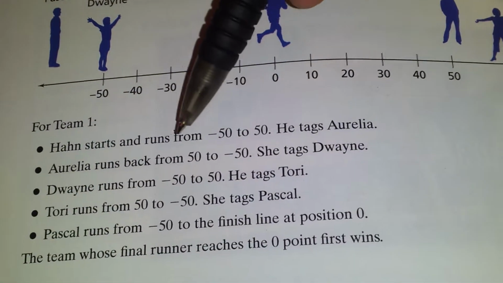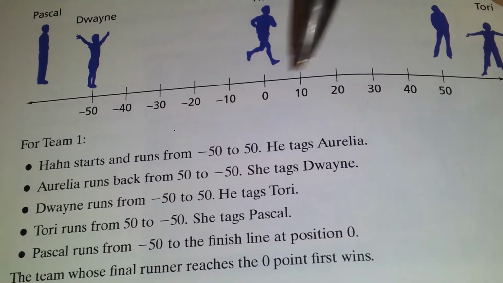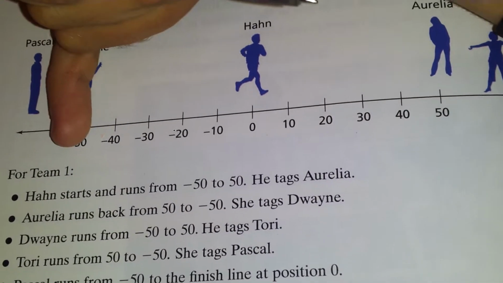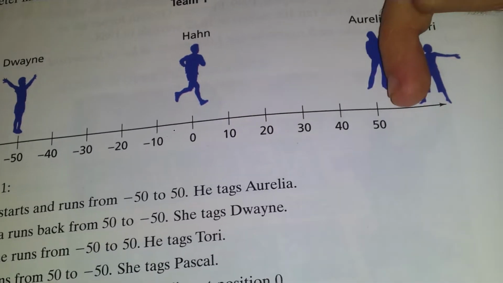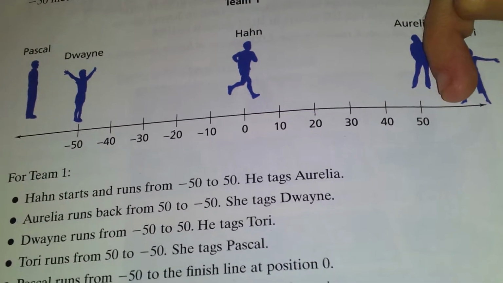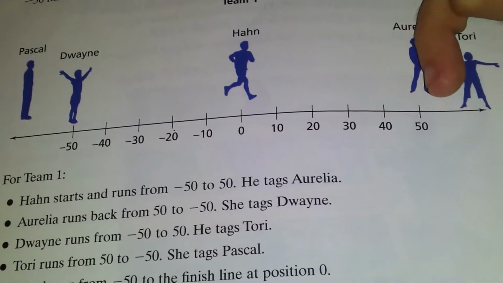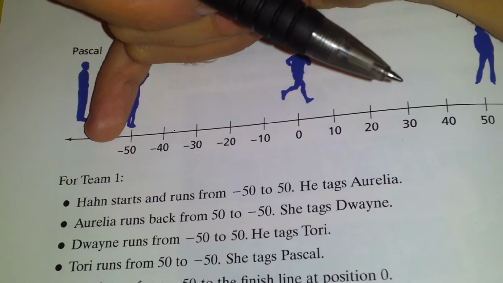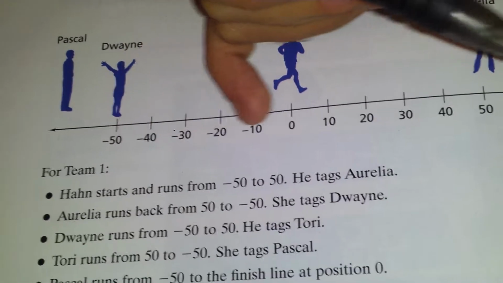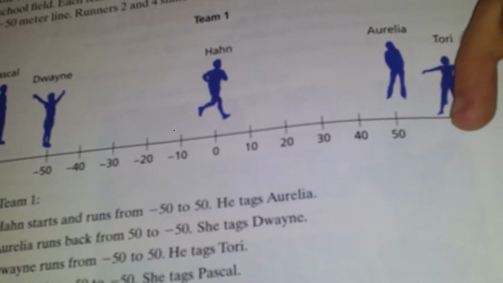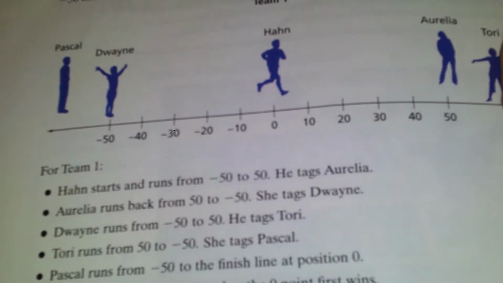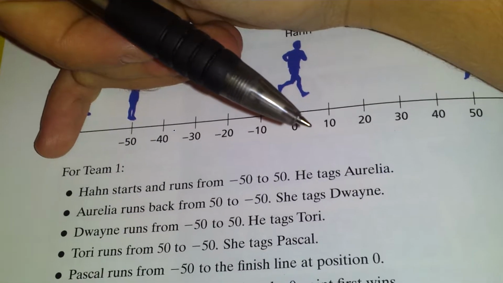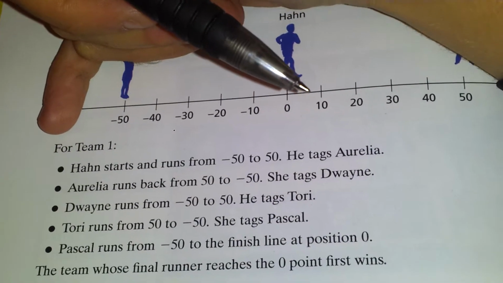For team 1, Han starts and runs from negative 50 to 50. Wow, he went all the way from here to here. Aurelia runs back from 50 to negative 50. So Han tagged Aurelia, and then she runs back and tags Dwayne. Dwayne is going to run from negative 50 to 50. He tags Tori. Tori is going to run from 50 to negative 50 again. She tags Pascal. Pascal runs from negative 50 to the finish line at 0.